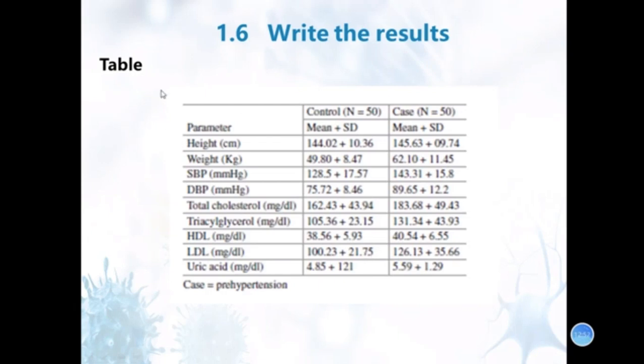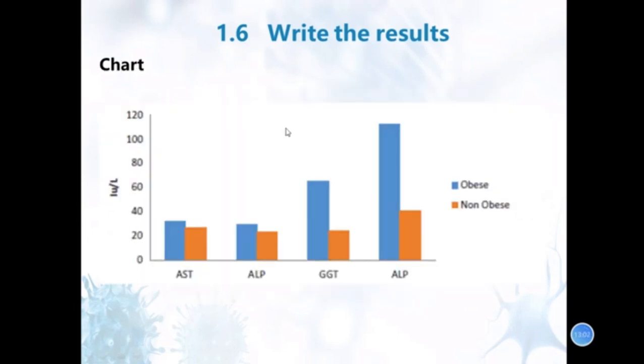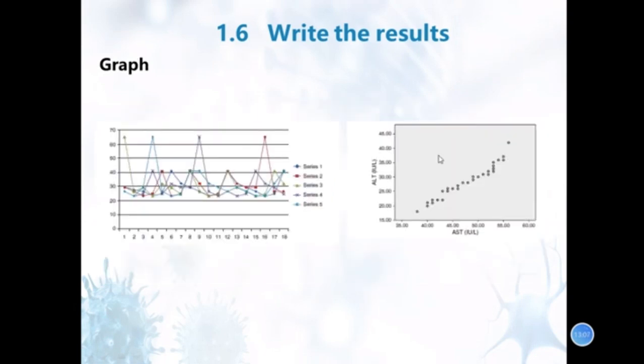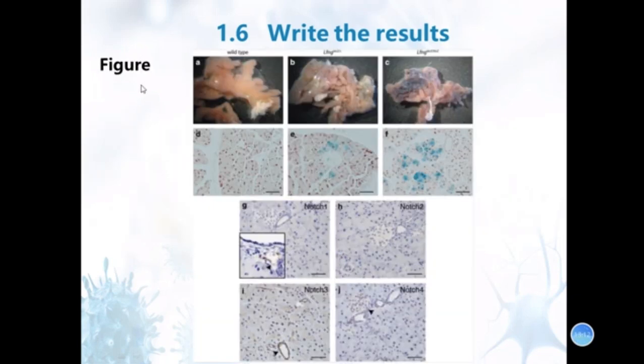Here are some examples for the results, like a table. Here is a table. You can show a table in the results part. Also a chart. This is the chart data. This graph is usually used in the results, and a lot of figures and graphs. This is the figure from my papers. I just put them here.